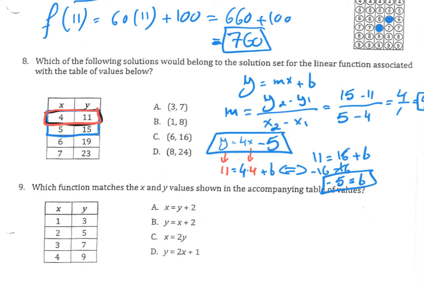And I can choose any point here to see which one will make this equation correct. A will be the correct one, because if I substitute x by 3, I will get 7. So y equals 4 times 3 minus 5, that's 12 minus 5, which is 7. That's exactly what we have here. And that's why A would be the correct answer.